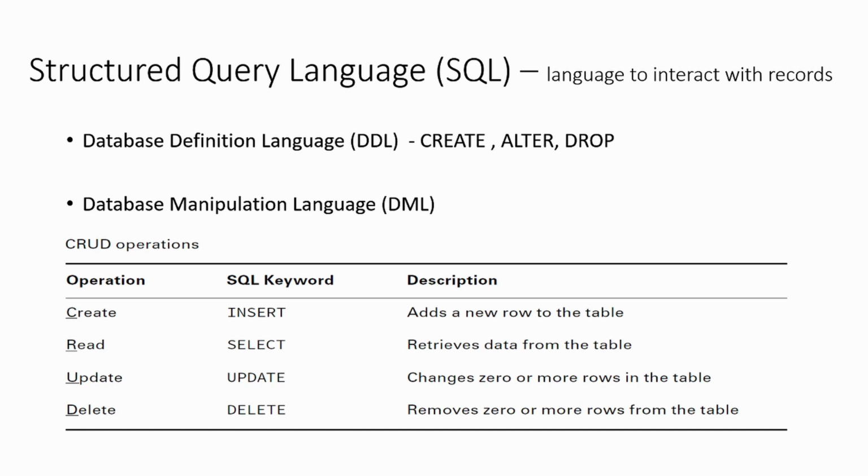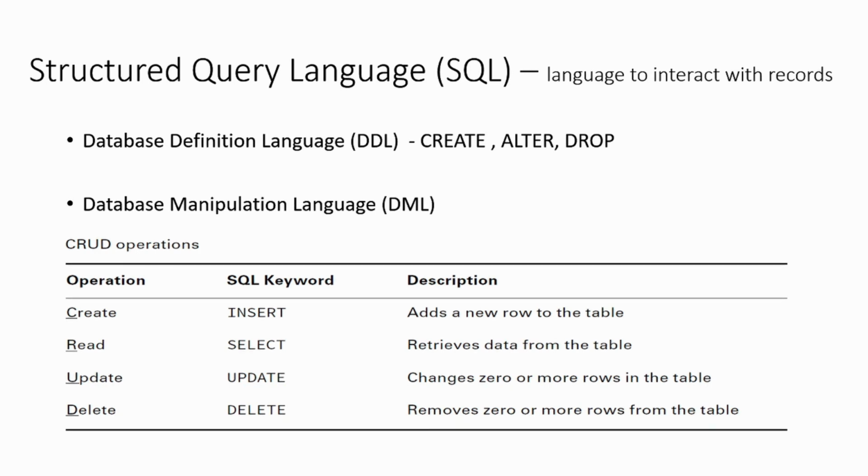There are four types of statement for working with the data in the table, and they are referred to as CRUD: create, read, update, delete. The SQL keywords do not match the acronym, so pay attention. For create, there is insert, which adds a new row to the table. Read is select, which retrieves data from the table. Update changes 0 or more rows in the table. Delete removes 0 or more rows from the table.